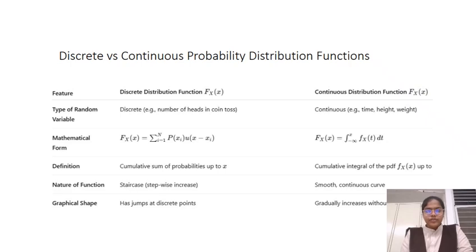Nature of the function: the discrete distribution function is a staircase, meaning a stepwise increase. For continuous, it is a smooth and continuous curve. Graphical shape: the discrete one has many jumps and discrete points. For continuous, it increases gradually without any points or steps.